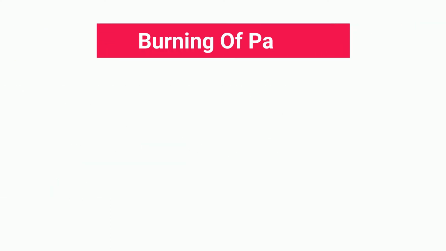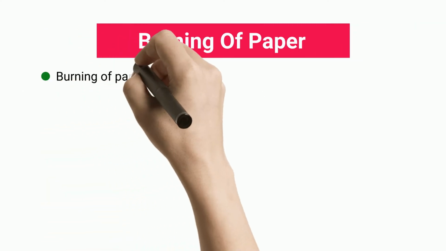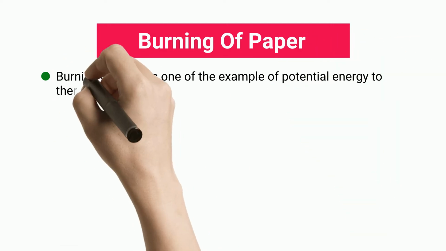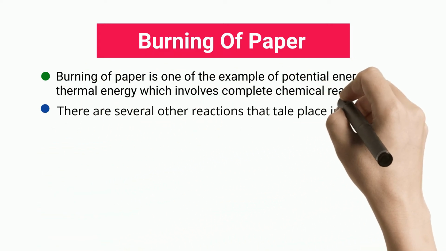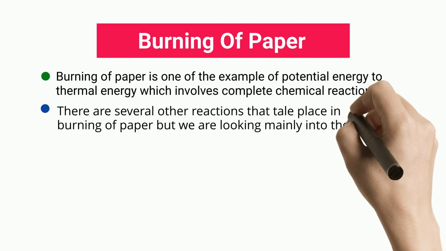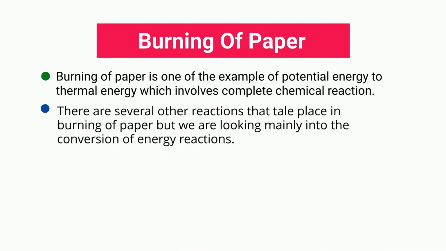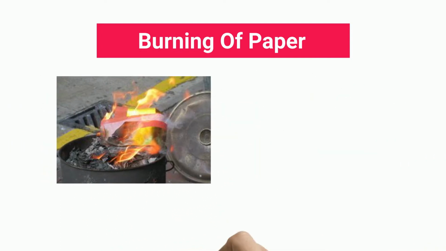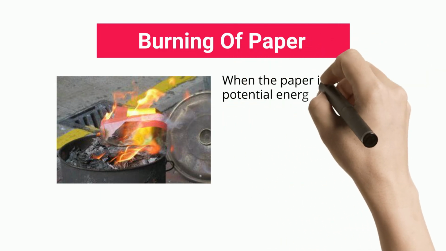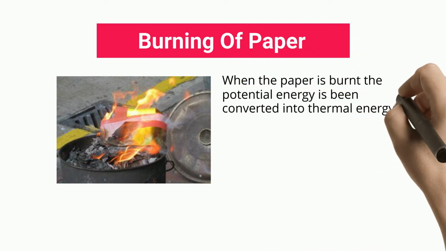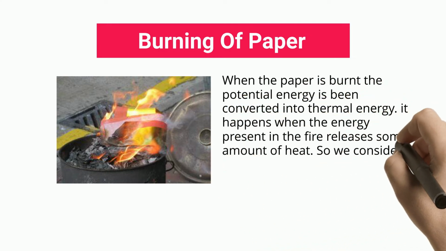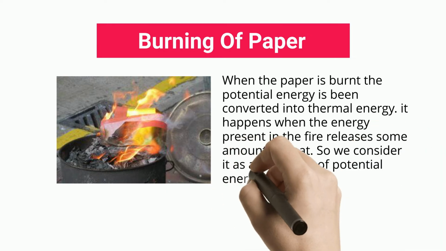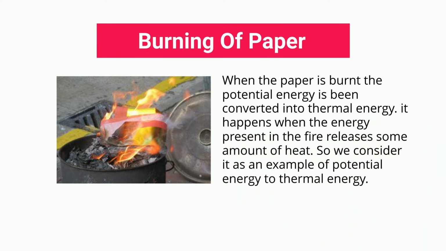Burning of paper. Burning of paper is one of the examples of potential energy to thermal energy, which involves a complete chemical reaction. There are several other reactions that take place in burning of paper, but we are looking mainly into the conversion of energy. When the paper is burnt, the potential energy is converted into thermal energy. It happens when the energy present in the fire releases some amount of heat. So we consider it as an example of potential energy to thermal energy.